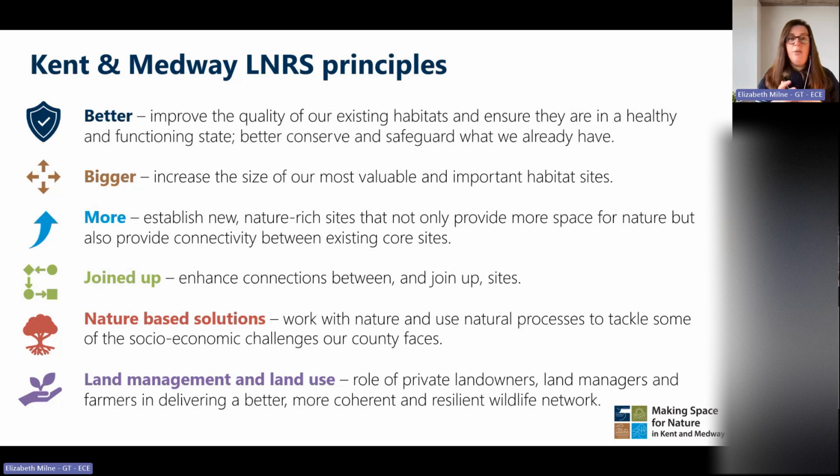And I know there's many of you already doing that, and it's just about giving landowners, land managers and farmers the recognition that they deserve as part of the solution to nature decline. And essentially what we've aimed to do is where we have identified the potential measures, the actions to deliver against our priorities, these are all designed to deliver against one or more of these 6 principles.